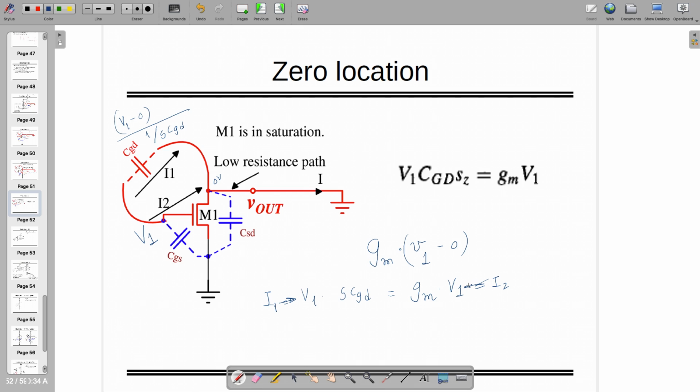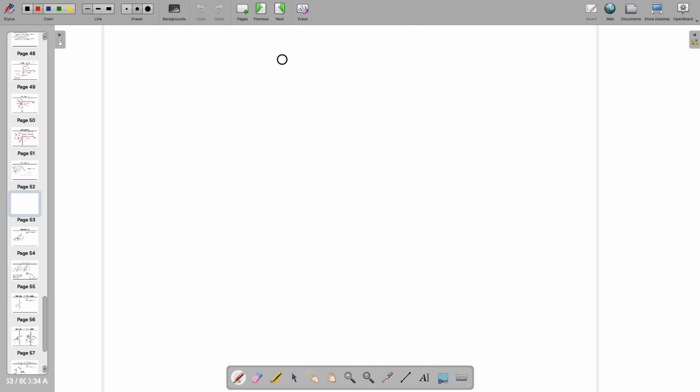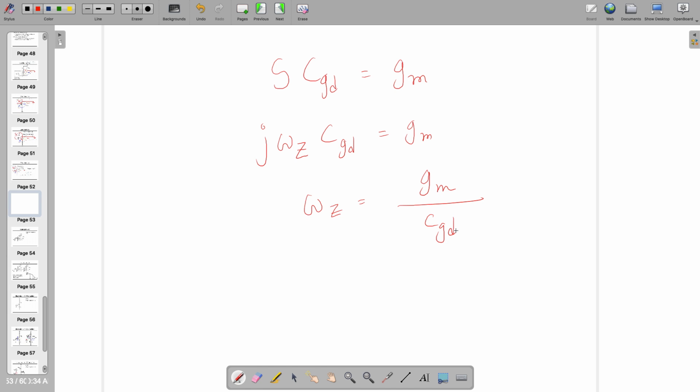If this is the equation available with you, then you can say that SCGD equals GM. Now you can replace this with omega z, where omega z is the frequency referring to the zero. In that case, you can have omega z equal to GM by CGD, if we are talking only about real frequencies, in radians per second. However, if you are interested in hertz, it's GM by 2 pi CGD. You can see the dimensions match what we require, and notably it's at the plus side, not at the minus side. So that's why this is also known as the right hand side zero.